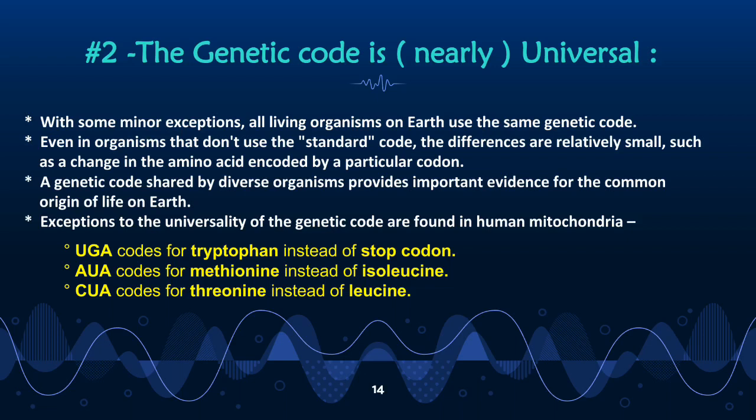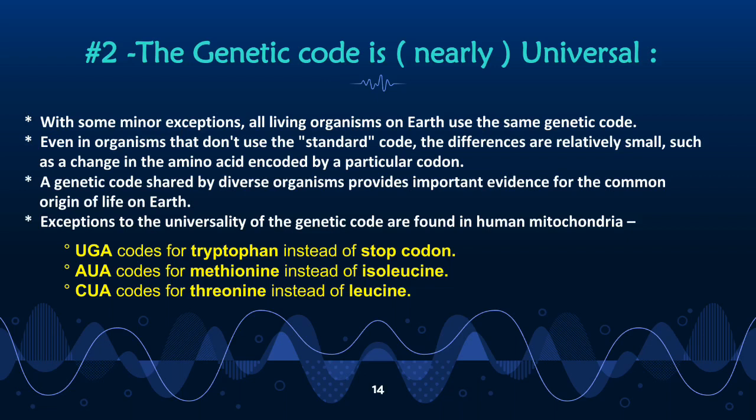A genetic code shared by diverse organisms provides important evidence for the common origin of life on Earth. That is, many species on Earth today likely evolved from an ancestral organism in which the genetic code was already present. And because the code is essential to the function of cells, it would tend to remain unchanged in species across generations, as individuals with significant changes might be unable to survive. So, this type of evolutionary process can explain the remarkable similarity of the genetic code across present day organisms.